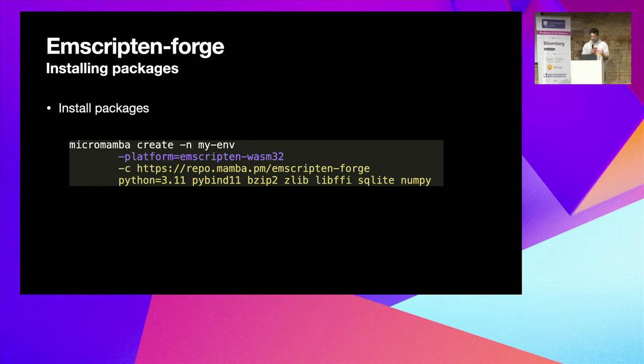To install packages, you just run micro-mamba or conda, and you create a new environment, which I here call my environment. And we say the platform is Emscripten 32. We add the specific Emscripten-Forge channel, and then we can just install packages. Like here we install Python, PyBind11, and whatnot.